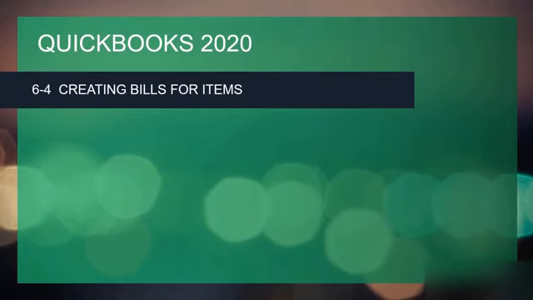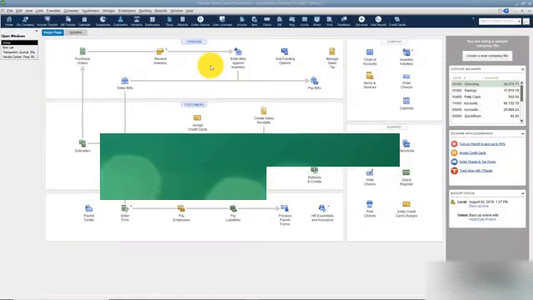Once you've received your items, in this case the screen doors that we ordered, we're going to get a bill at some point that we'll have to pay. I want to go ahead and show you how to enter that bill and how to actually tell QuickBooks that you're creating a bill based on that item receipt that you entered. Let's flip over to QuickBooks and I'll show you how to create a bill for items.